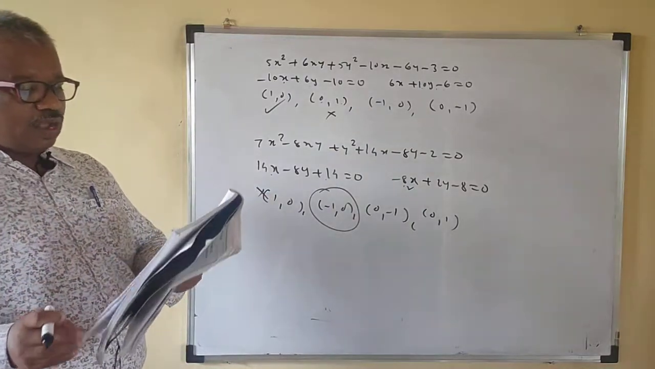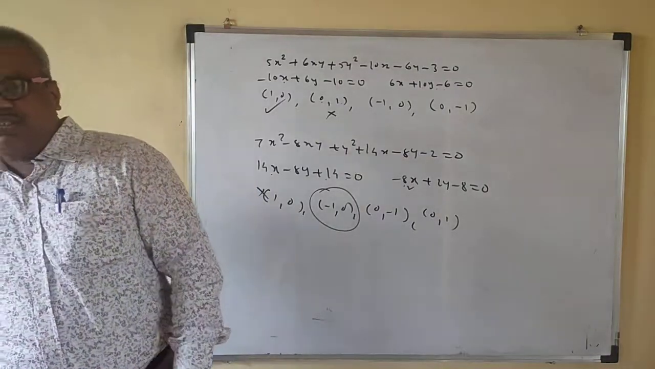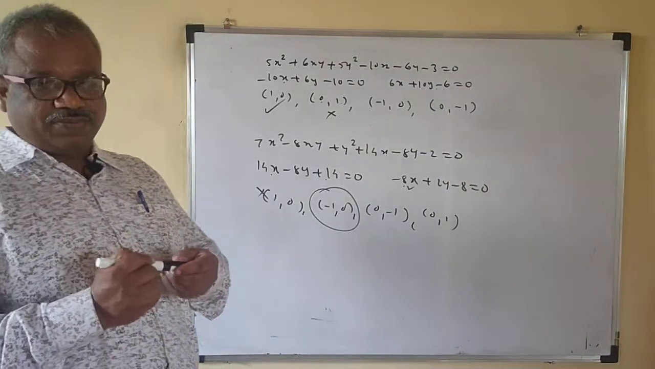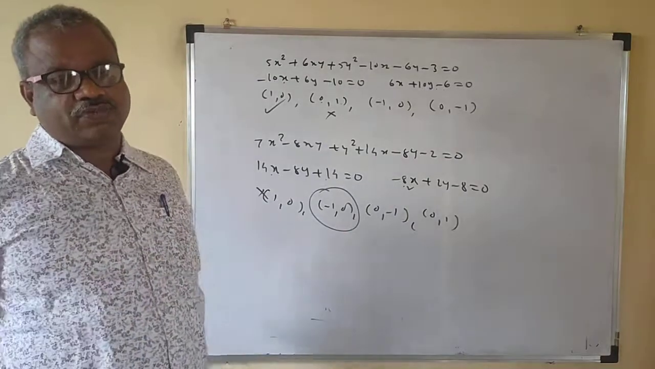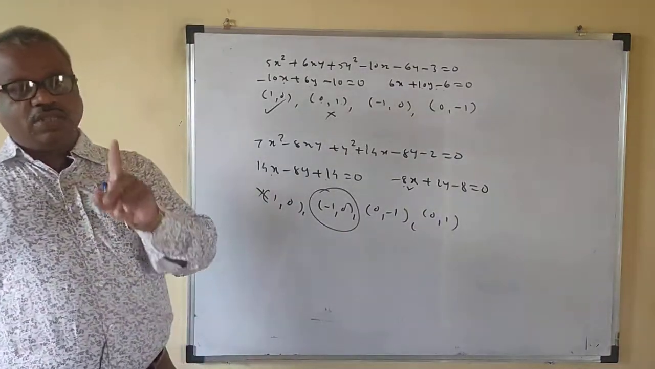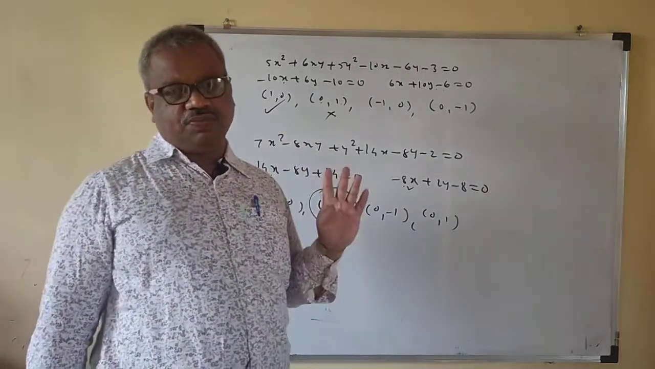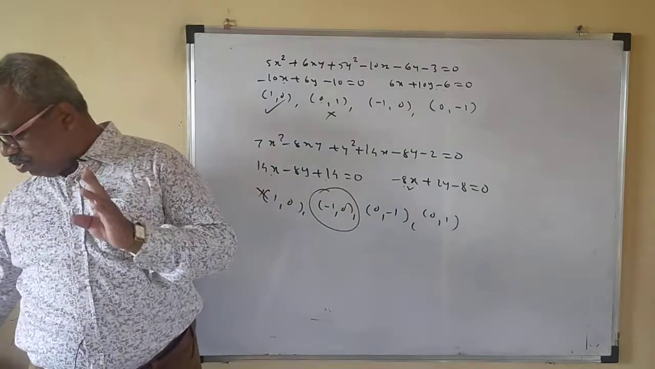And how to identify the conic? This is a very important thing. Just take 4ac minus b square. Remember: if 4ac minus b square is 0, then it is a parabola. If 4ac minus b square is negative, then it is a hyperbola. If 4ac minus b square is positive, then it is an ellipse. You should remember this for this chapter.